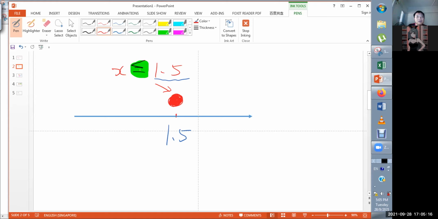Then ask yourself, less than 1.5, to the left or to the right? Less means? Left. Less means left. Very simple. So it's to the left. That's it. That's how you represent this. Okay, good. So with this example, I think going forward, you should not have problems solving this inequality.